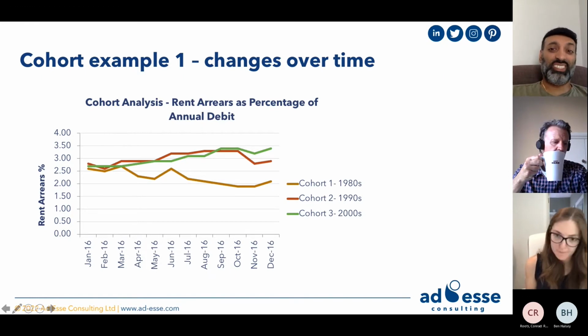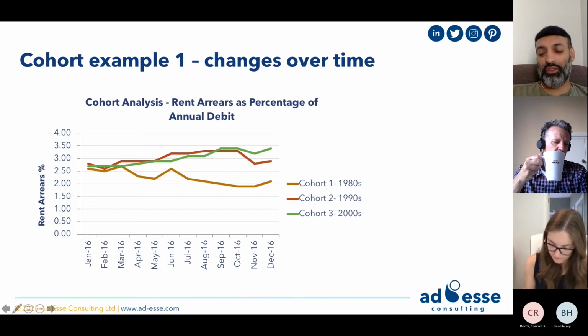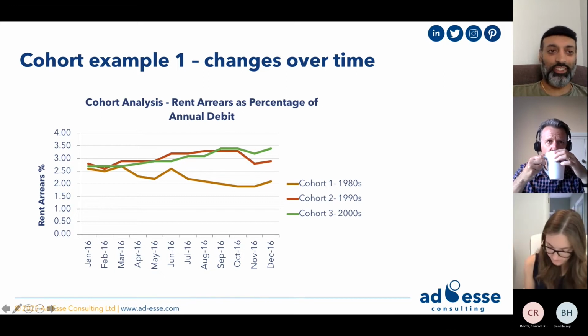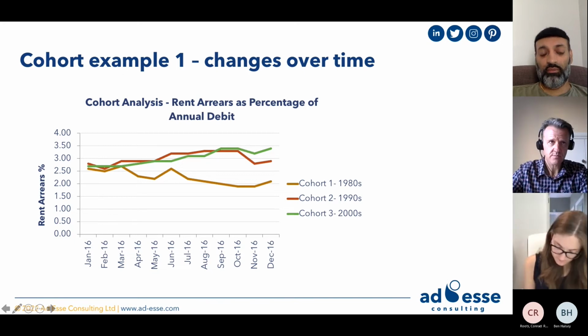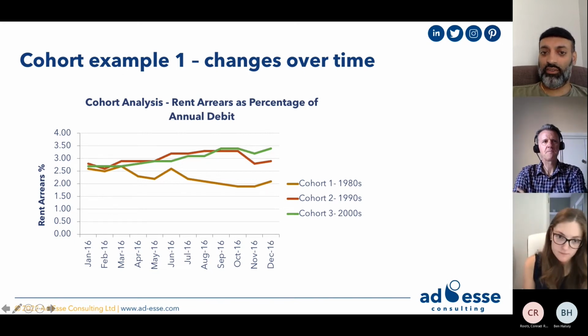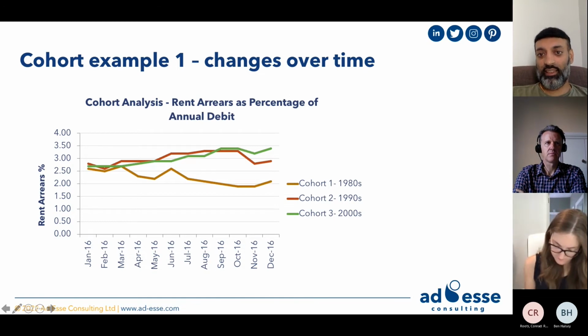This is probably the simplest form, something I'm sure most of you will have seen at least once in your life. So this example is rent arrears for different cohorts. So cohort 1 is tenancy starting in the 80s, 90s, and then the noughties. And we can see what rent arrears does over the same time period. So this is January 2016 through to December 16. So the comparison we're doing is, are people who have an earlier tenancy different to those that have a later tenancy, in this case 80s?